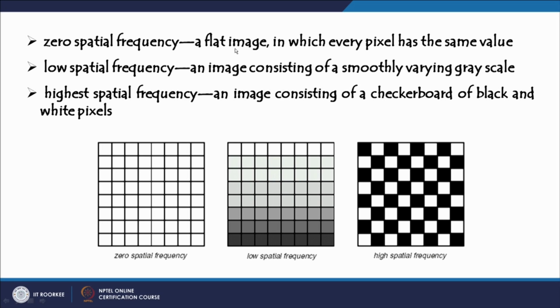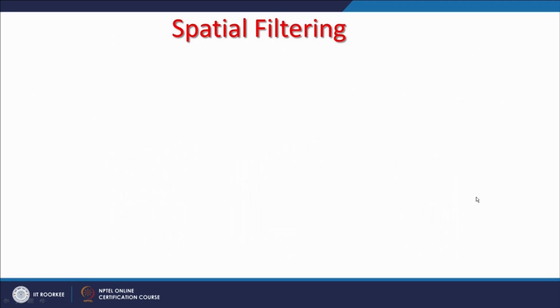It may happen where you have completely snow covered areas of flat terrain, or maybe a desert area, which is completely featureless terrain. And low spatial frequency is an image consisting of a smoothly varying grayscale. So very gently the pixel values are varying, and the highest spatial frequency example is already here.